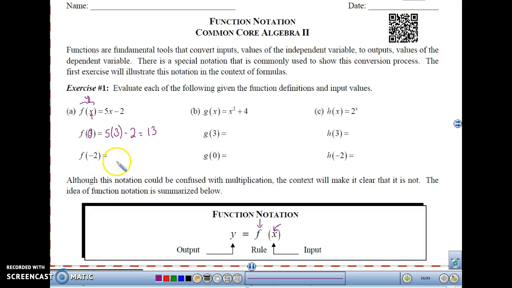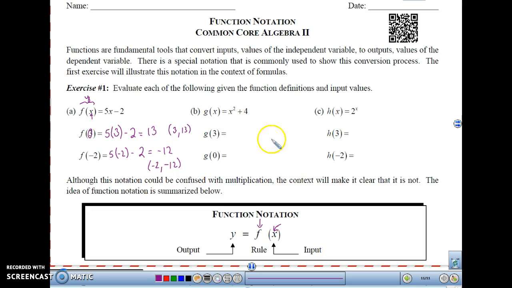So f of negative 2 would be 5 times negative 2 minus 2, which is negative 10 minus 2, which is negative 12. All right, now you can list this as a coordinate point if you wanted to. The coordinate point for this one would be the point x is 3, y is 13. This one would be if x is negative 2, y is negative 12. So you could see f of 3 is saying when x is 3, f of 3 using the function is 13.